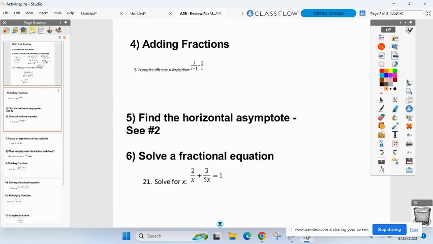All right, adding now. Here we go. Adding or subtracting fractions. The one on the test tomorrow is adding. I don't have an addition one in your review. Here's a subtraction one. Same thing. Okay, same thing. Got to find a common denominator here.